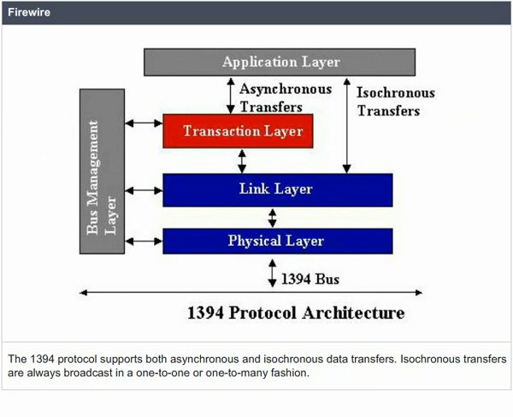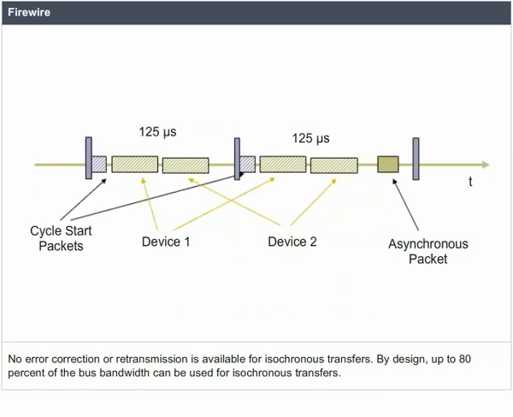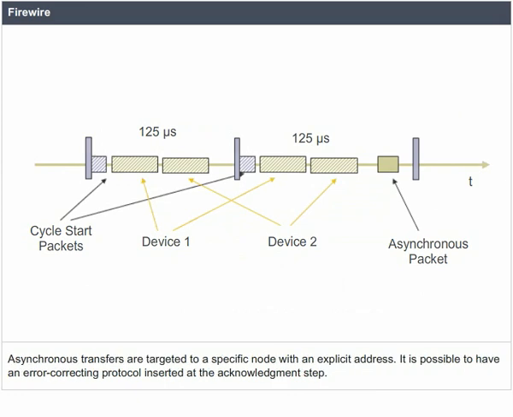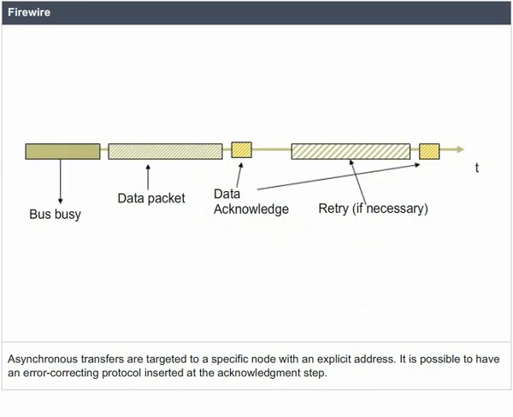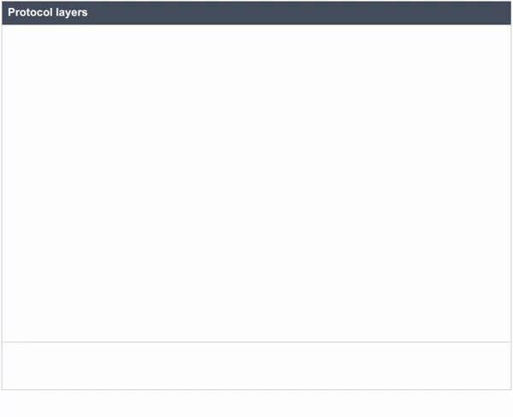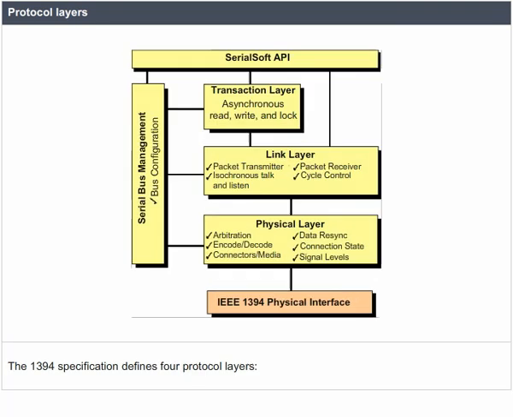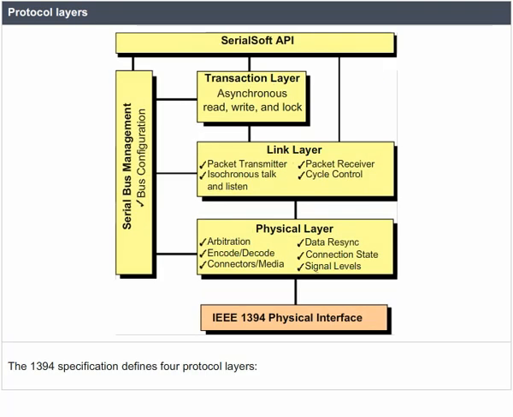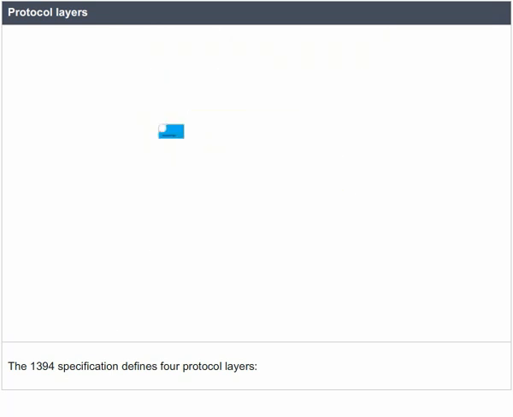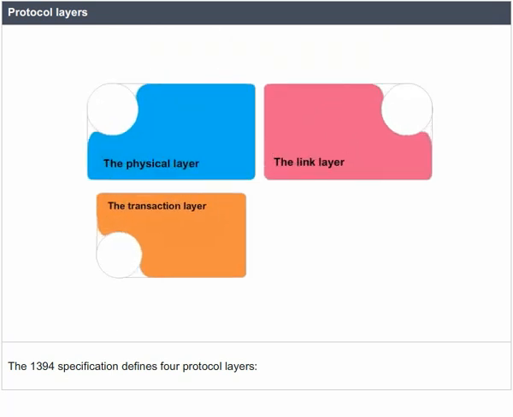The 1394 protocol supports both asynchronous and isochronous data transfers. Isochronous transfers are always broadcast in a one-to-one or one-to-many fashion. No error correction or retransmission is available for isochronous transfers. By design, up to 80% of the bus bandwidth can be used for isochronous transfers. Asynchronous transfers are targeted to a specific node with an explicit address. It is possible to have an error correcting protocol inserted at the acknowledgement step. Protocol layers. The 1394 specification defines 4 protocol layers: the physical layer, the link layer, the transaction layer, the serial bus management layer.